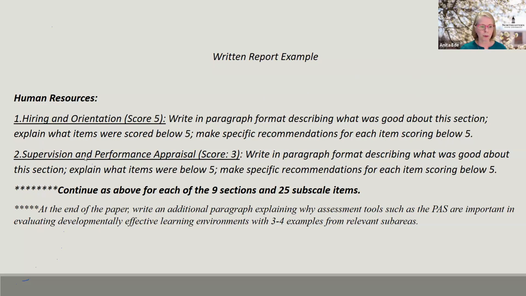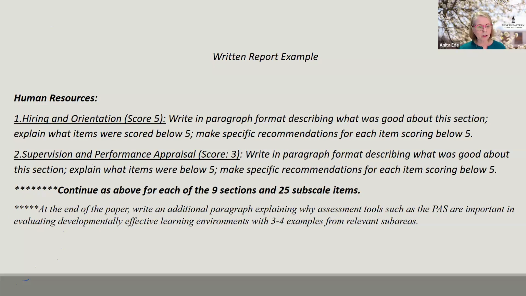Item 2, supervision and performance appraisal. That scored a 3. Ooh. Again, write in paragraph format what was good. They might have had some good yeses. Explain what items were below 5. Make specific recommendations for each item scoring below 5. This is just like the Eckers when it comes to that, for those of you who've done the Eckers.